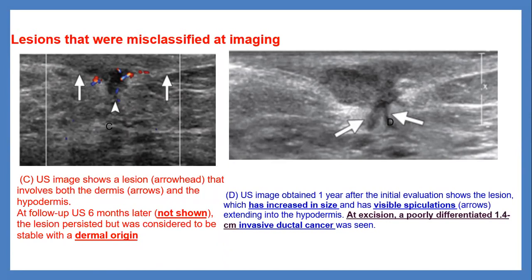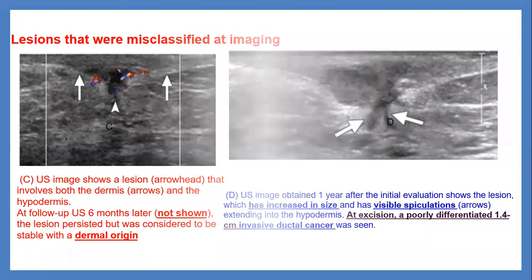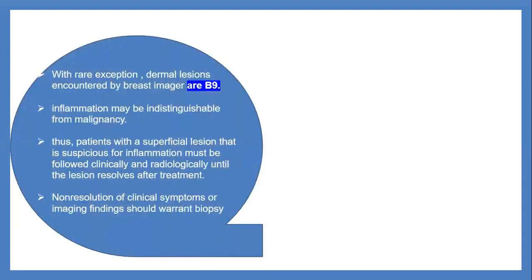Yes. Ultrasound 1 year from the initial showed the lesion increased in size and visible spiculations became suspicious, extending into the hypodermis. Excision demonstrated poorly differentiated invasive ductal carcinoma. It becomes suspicious, so it can occur. We have to be cautious, and with rare exceptions, dermal lesions encountered by the breast imager are benign.